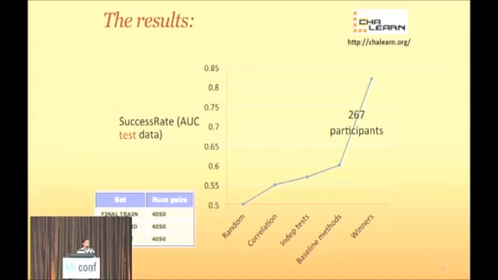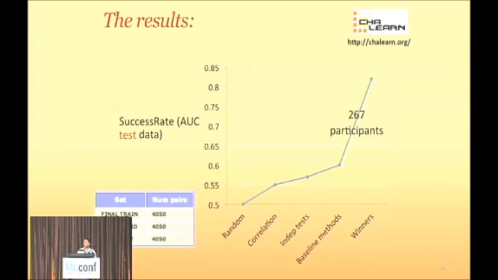On this graph, what you see is the test error, the success rate in terms of area under the ROC curves, which is a metric for classification success. 0.5 is random guessing, and 1 is perfect. So before we started the challenge, random guessing was 0.5, correlation coefficients would give us a little bit better, independence tests slightly better, and the state-of-the-art methods around 0.6. And after the 267 participants contributed, the winners were reaching over 0.8.